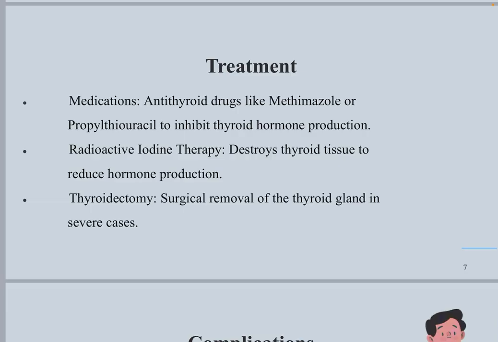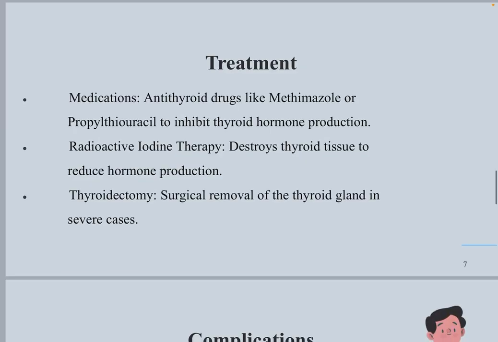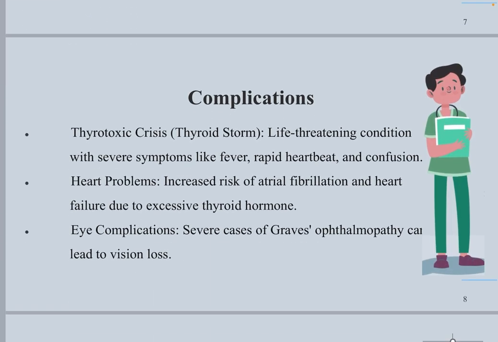Treatment includes medications, which include antithyroid drugs like methimazole or propylthiouracil to inhibit the thyroid hormone production because there's excessive thyroid hormone production. Radioactive iodine therapy destroys thyroid tissue to reduce the thyroid hormone production. And the last resort is thyroidectomy, which is the surgical removal of the thyroid gland in the most severe cases.